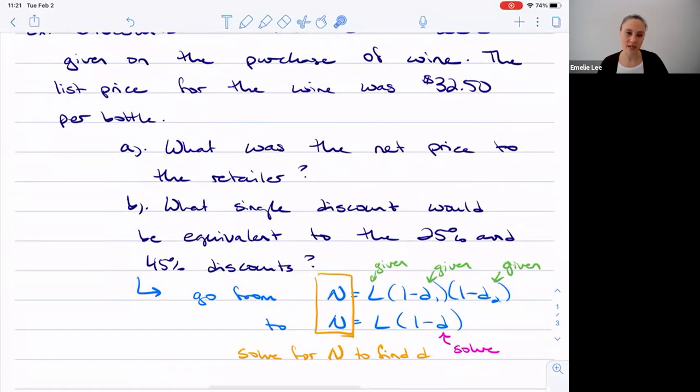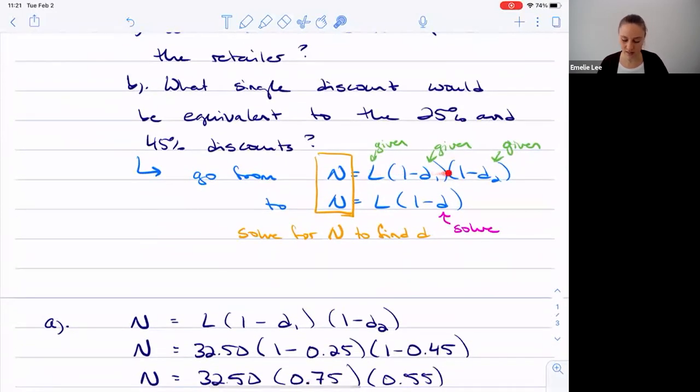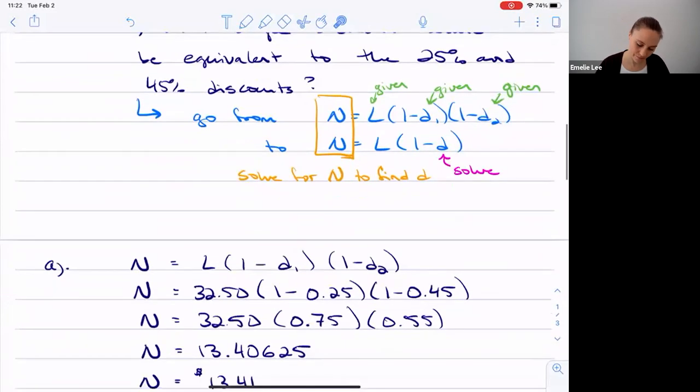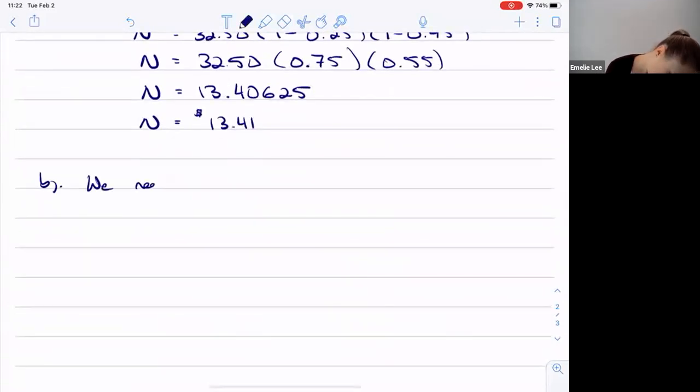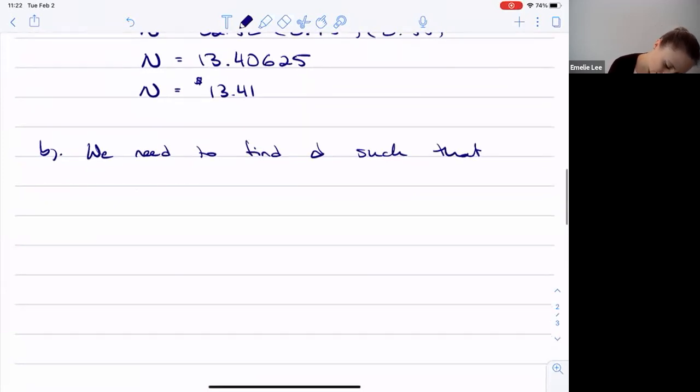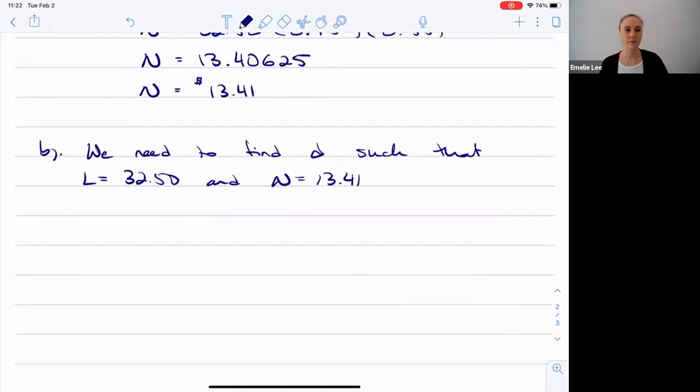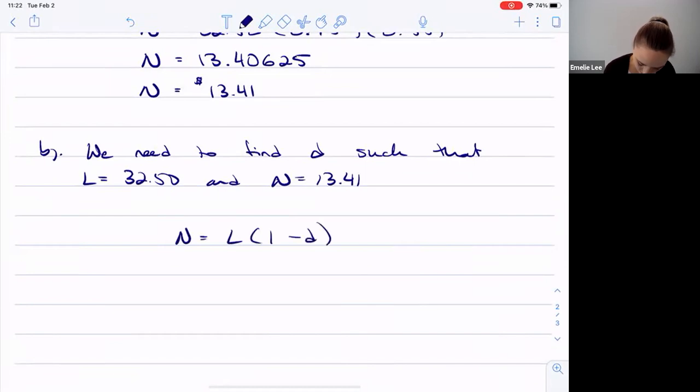Great, we've done it. Now we can find what single discount would be equivalent to the 25% and the 45% discounts. And so now, right, we've set this part up. We've solved for n, and then now I'm going to use that n to solve for that single discount. We need to find D such that the list price is still $32.50 and N is still $13.41. Okay. So we've got N is L times (1 minus D).